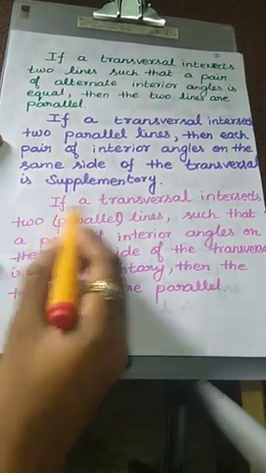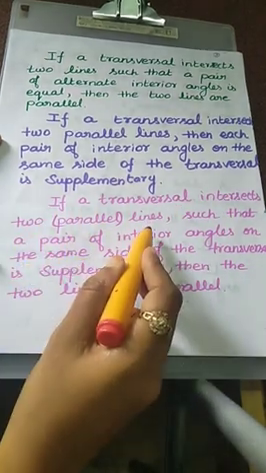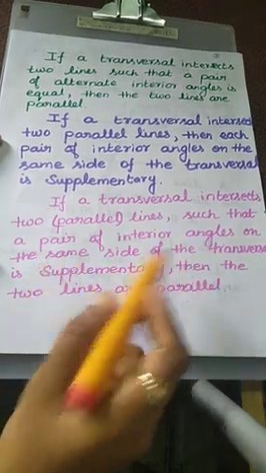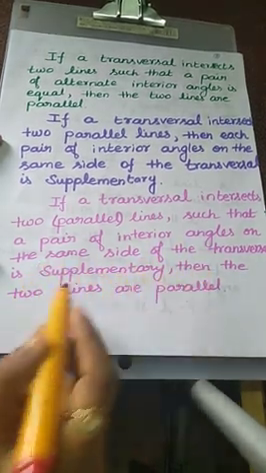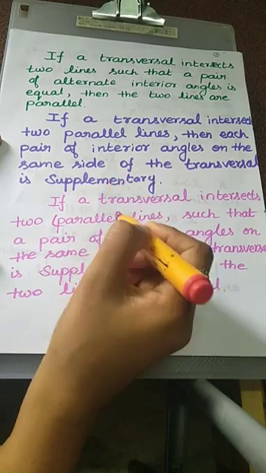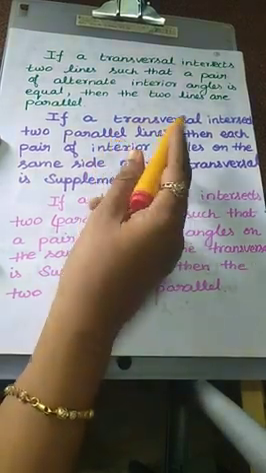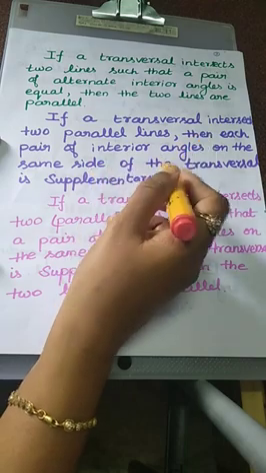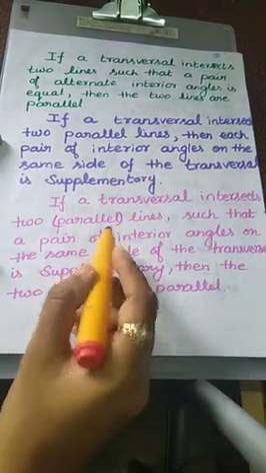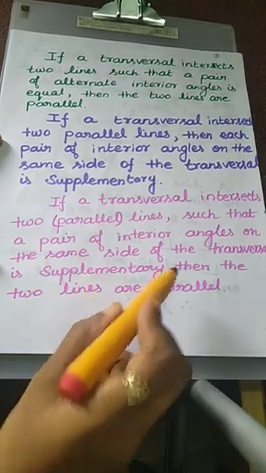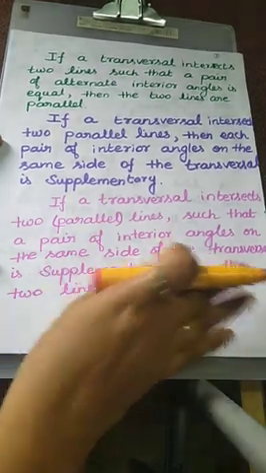The next one: if a transversal intersects two lines such that a pair of interior angles on the same side of the transversal is supplementary, then the two lines are parallel. Actually, this is the converse only. Here we discussed a transversal intersecting two parallel lines, where co-interior angles are supplementary. Here, co-interior angles are supplementary. A transversal intersects two lines, and the two lines are parallel. Okay.